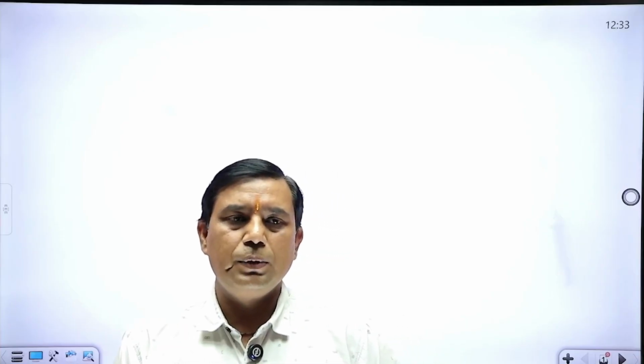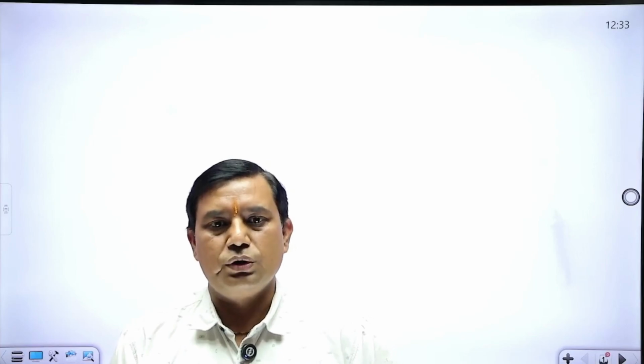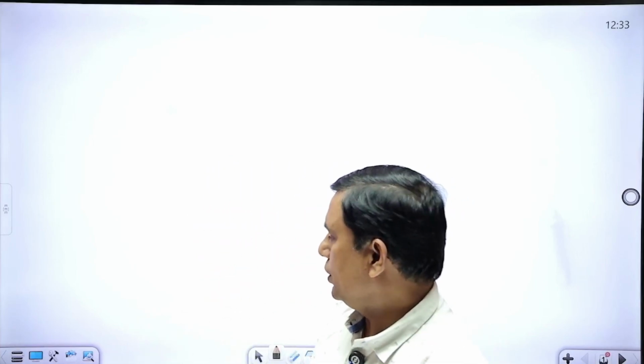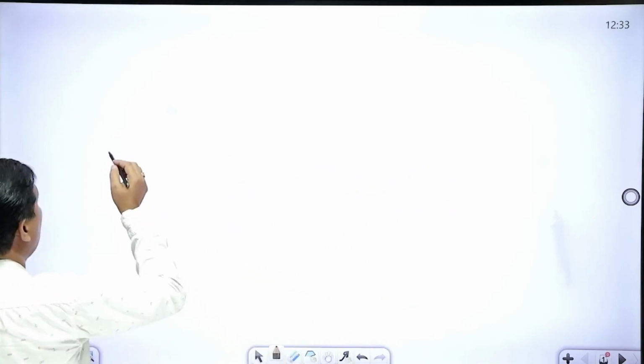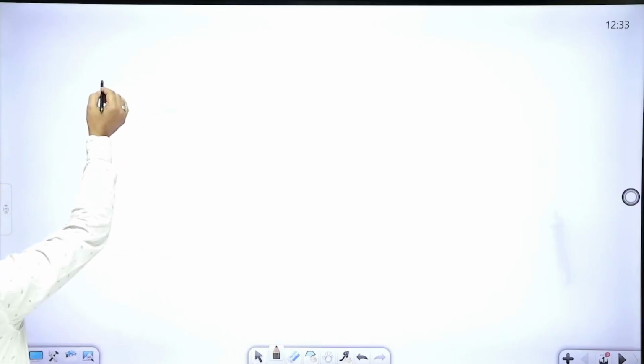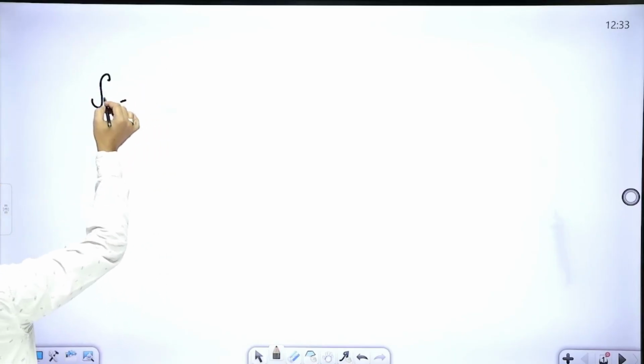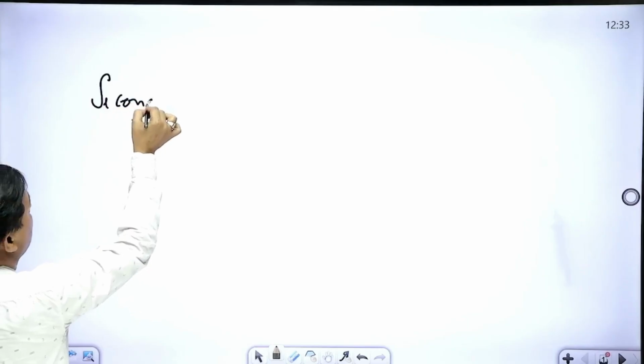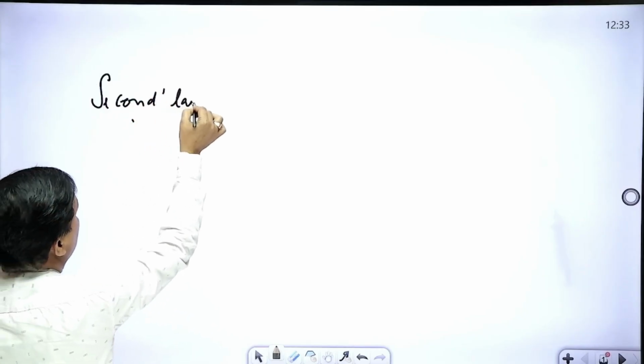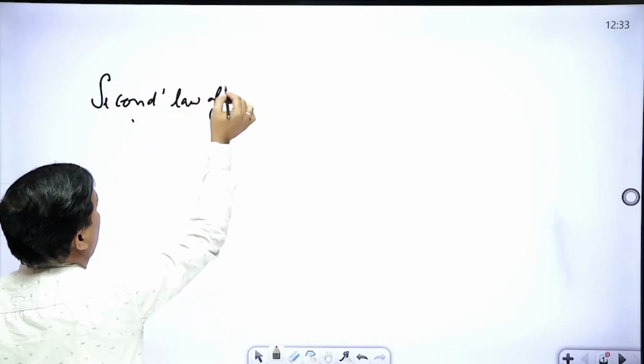Today's topic is the second law of motion. It is also known as Newton's second law of motion.